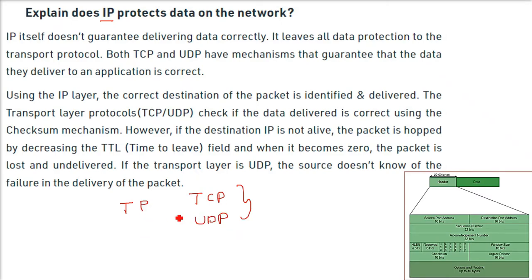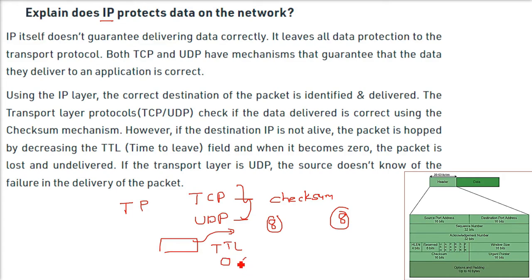So using the IP layer, the correct destination of the packet is identified and delivered. The transport layer protocols, UDP or TCP, will check if the data delivered is correct using the checksum mechanism. Checksum is nothing but adding the header and all the pseudo header content, and then finding the hash value. For example, just say 8 is a number. At the destination, if you don't get 8, there is a problem. So if the destination IP is not alive, then the packet is hopped by decreasing the time to live, that is the TTL field, and when it becomes 0, the packet is lost and undelivered.